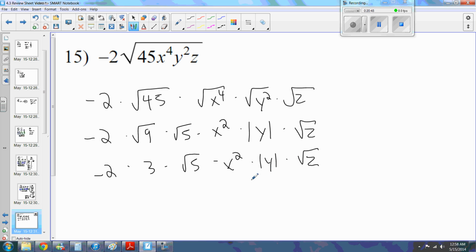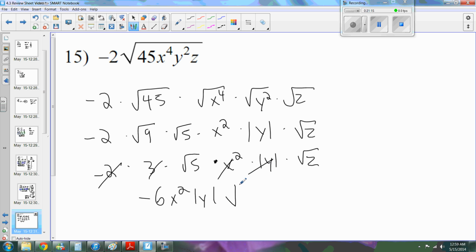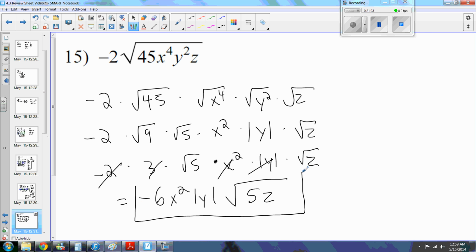Now I'm not going to circle with blues and greens. I'm just going to identify visually what's underneath the radical and what isn't. We have negative 2 times 3, negative 6. So I'm crossing that out. And this is good notation: if you're not going to circle in blues and greens, it's a good idea to cross stuff out. Times x squared. This is a product here, so that's not negative x squared. Just note that. So it's negative 6x squared. Cross that out. Absolute value y. Cross that out. And then my two products that are underneath radicals, 5 and z. So 5z. Final answer: negative 6x squared, absolute value y, root 5z.